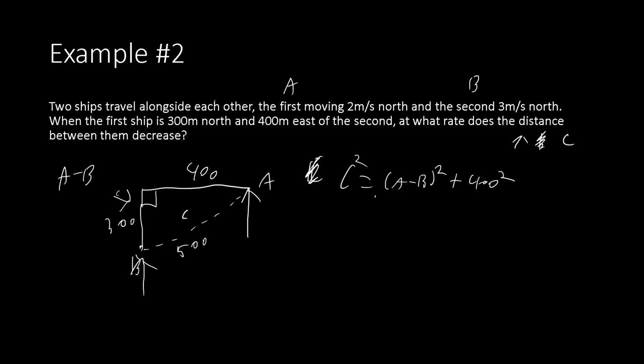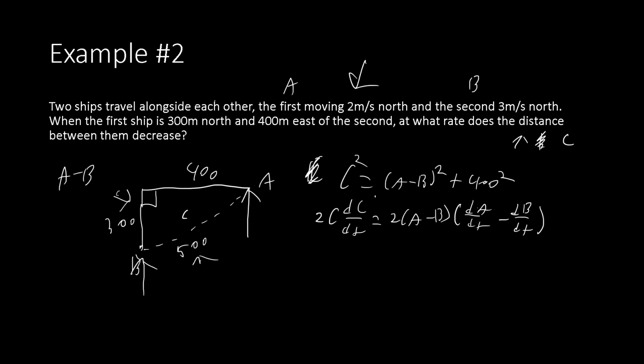So now we could take the square root here, but I think I'm going to just differentiate from here. So we're going to have 2c dc over dt equals 2(a minus b)(dA over dt minus dB over dt). And this is because the derivative of 400 squared is just 0. So now let's plug in all of our numbers. We know that a minus b is 300, as we said before. We know that c, because we just solved for it, is 500. And we just have to figure out what dA over dt minus dB over dt is. So dA over dt is 2 meters per second, and dB over dt is 3 meters per second, because remember, the change in the position is just the speed. So that's what that is. Now let's plug everything in. 2 times 500 equals 2 times 300.